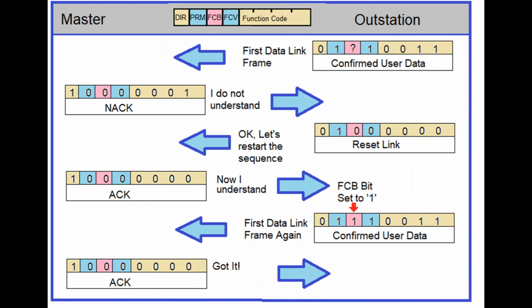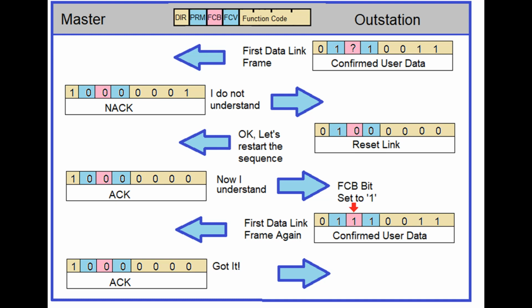There is one more point worth discussing for confirmed user data, and that point refers to a statement in the prior page that said, the outstation sends the first message to the master, setting the FCB bit to what it thinks the master is expecting. How does it know what the master is expecting?